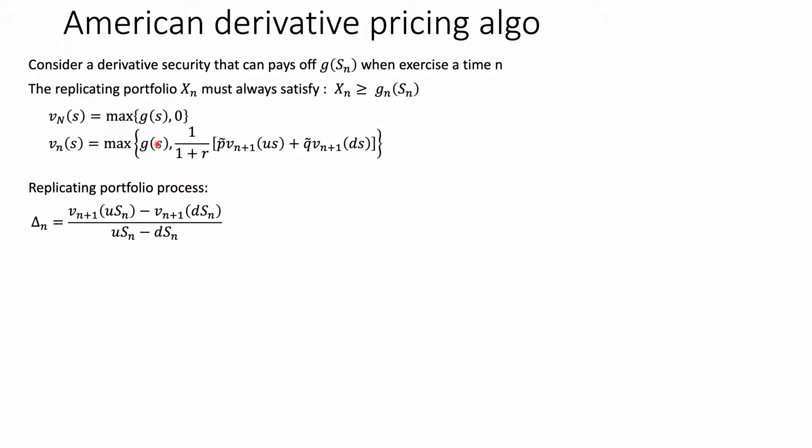And the replicating portfolio process, you can use this to find, at any point in time, how many shares of the stock you need to hold. That's given here, and we will see more of that. So let's look at a quick example to see how this can be used. As a reminder, this is the recursive algorithm we're going to use to price these American derivatives, and this is what we use to figure out how many shares of the stock we need to hold at each point in time.